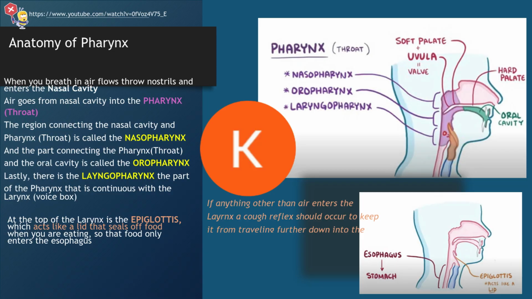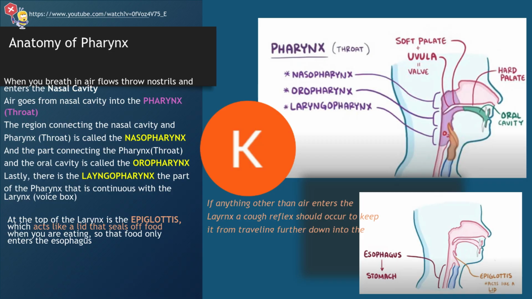The region connecting the nasal cavity and pharynx is called the nasopharynx, and the part connecting the pharynx to the oral cavity is called the oropharynx. Lastly, there is the laryngopharynx, the part of the pharynx that is continuous with the larynx, our voice box.